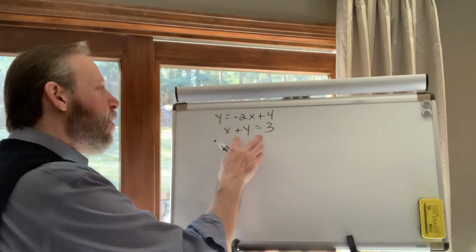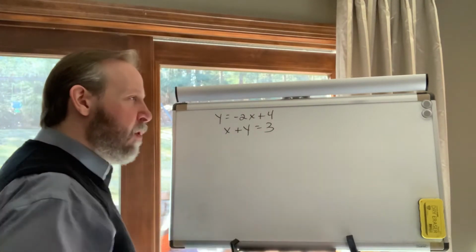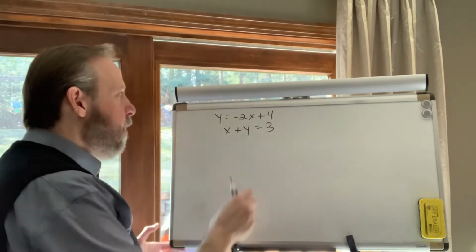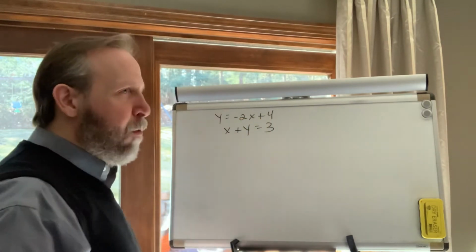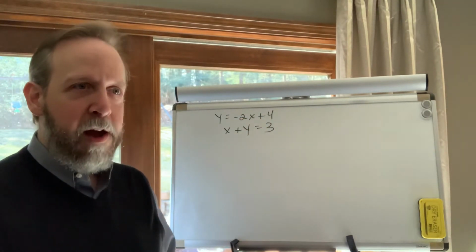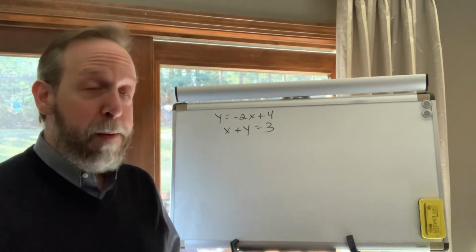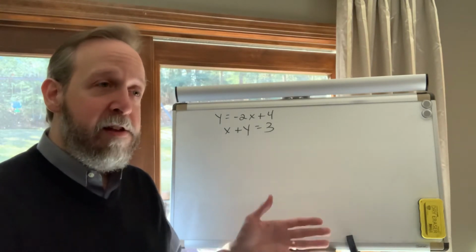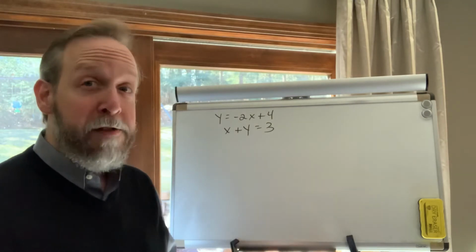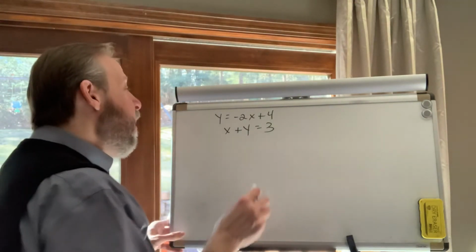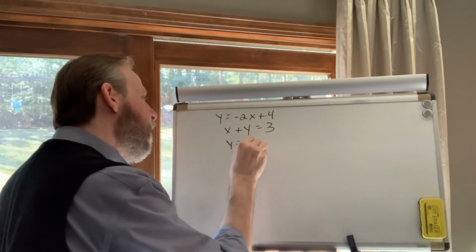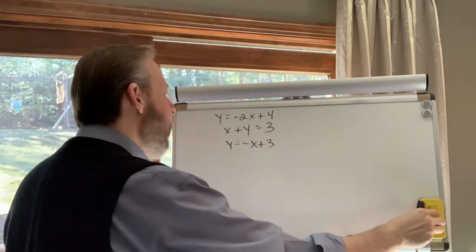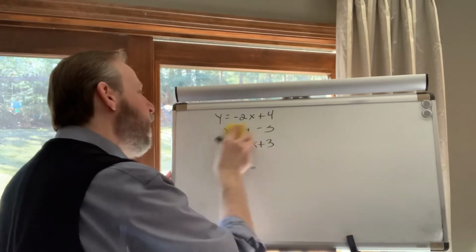You can either put this in slope-intercept form and make them equal each other, or you could plug in negative 2x plus 4 in place of y. You're probably going to have an easier time along the way just by putting them both in slope-intercept form and setting them equal. However, it depends on the problem. I will do that here. I'm going to subtract x from both sides. So once again, I have y equals negative x plus 3.